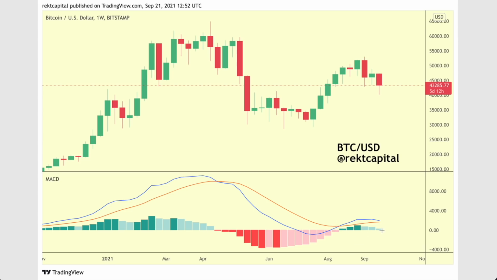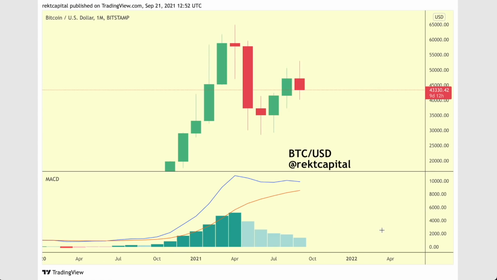But what I want to focus on here on the monthly, because we just covered the weekly time frame, let's focus here on the monthly because we've been seeing tremendous overextension in the green histograms for the entirety of this year, in fact reaching back to July of 2020, because we've seen this diverging and then pulling back in the histograms here.